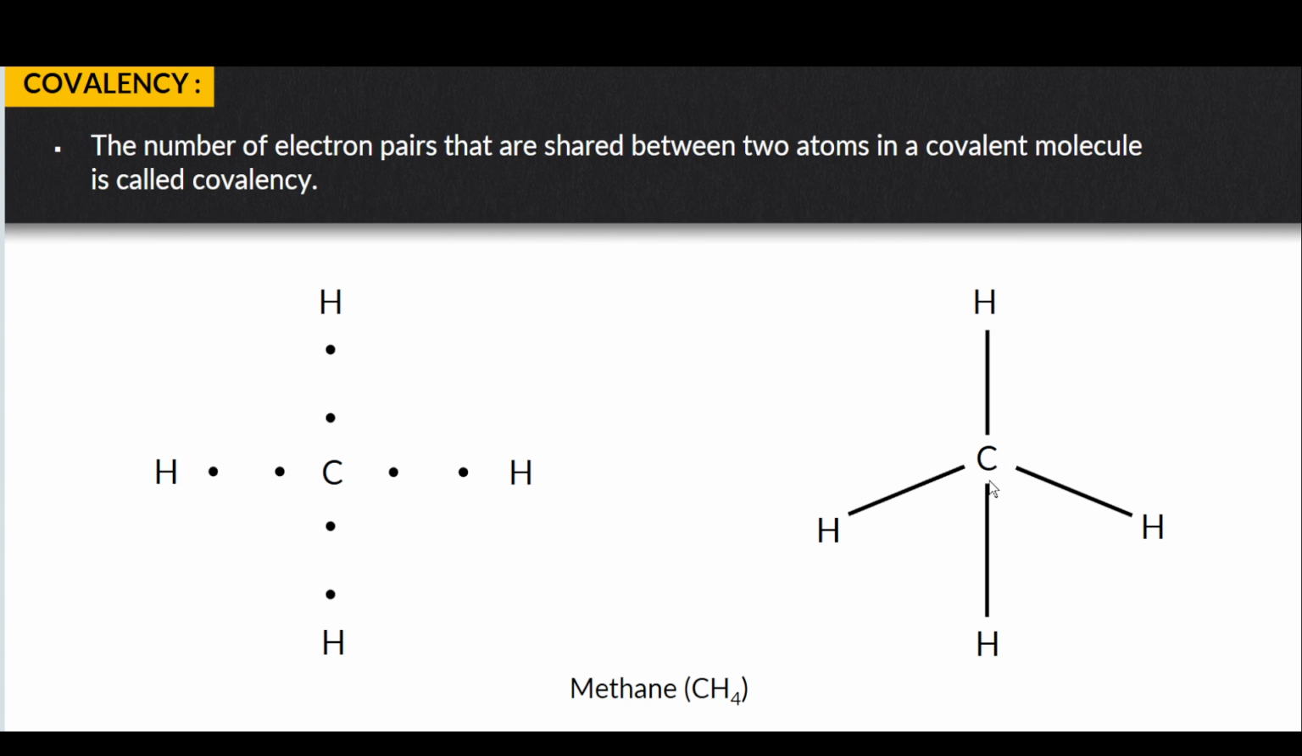Like here, carbon is connected with four hydrogens, right? In methane, CH4. And as I said, one bond means two electrons. So these two electrons combine, they make one bond between C and H. These two, one bond. These two, one bond, like that. So the number of electron pairs that are shared between two atoms in a covalent molecule.